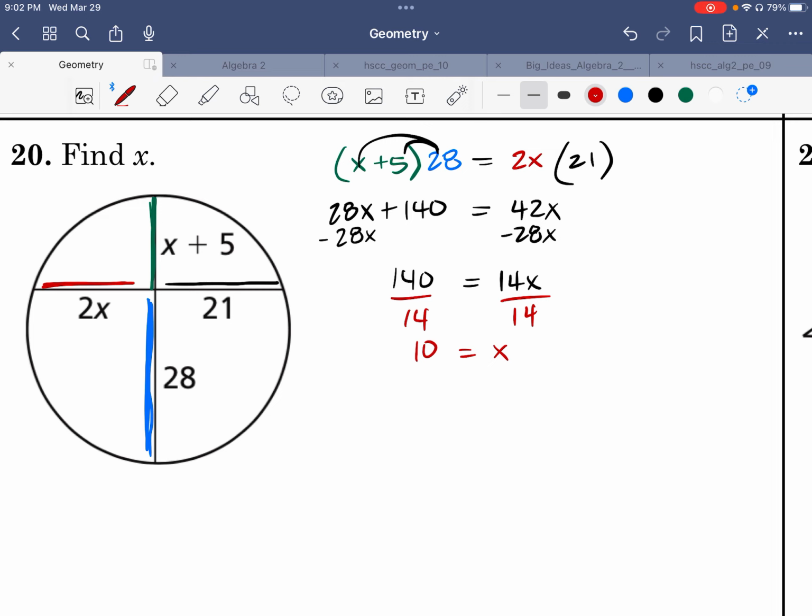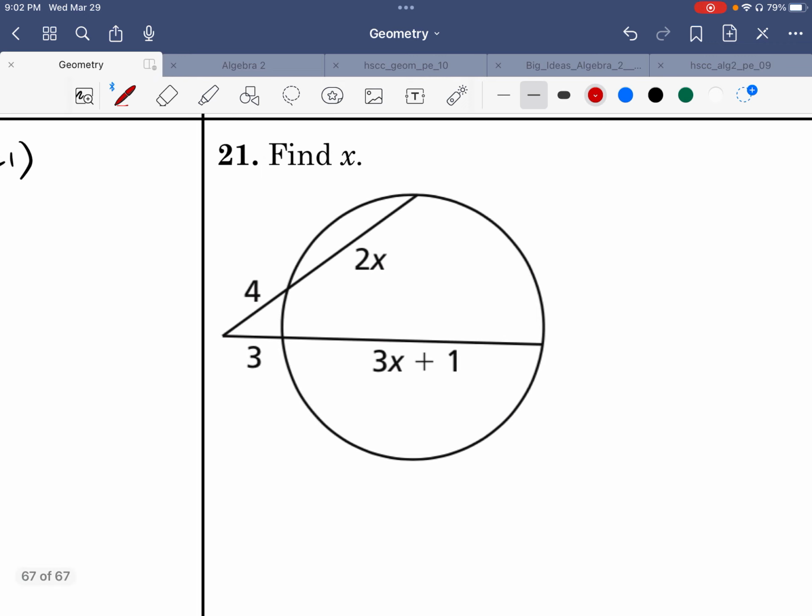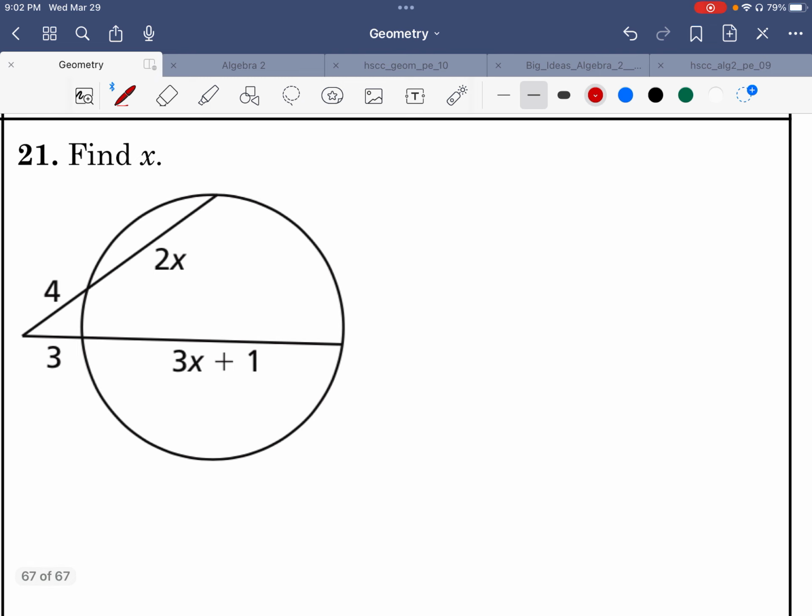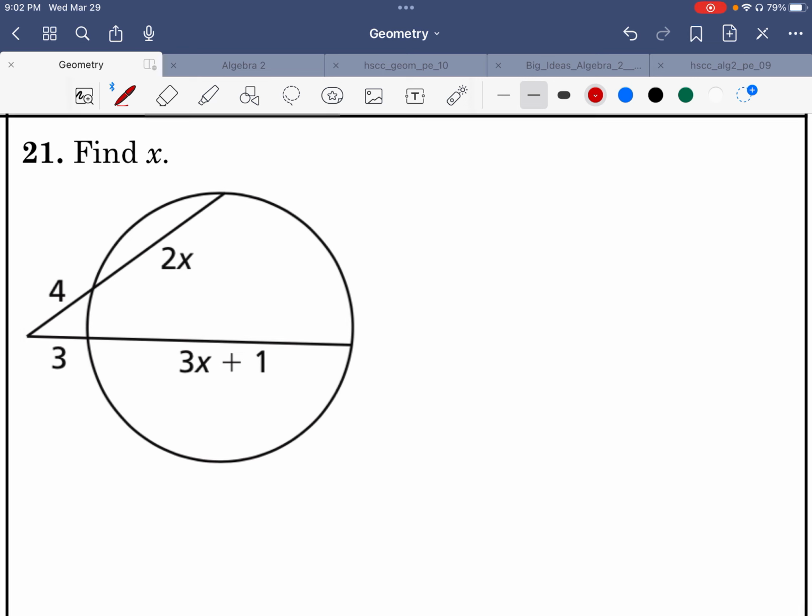All right, let's move on to question number 21. 21 says find x, and this time we have two secants that are intersecting. With these ones, it's really important for us to remember we need the entire secant and the outside. So first, I'm going to take a look at the top one, and I'm going to say that the entire secant is the part on the outside plus the chord that's on the inside. So the entire thing is going to be 4 plus the 2x. I'm going to do the same thing on the other secant. I'm going to take the outside part plus the inside part, the chord, to equal the entire segment.